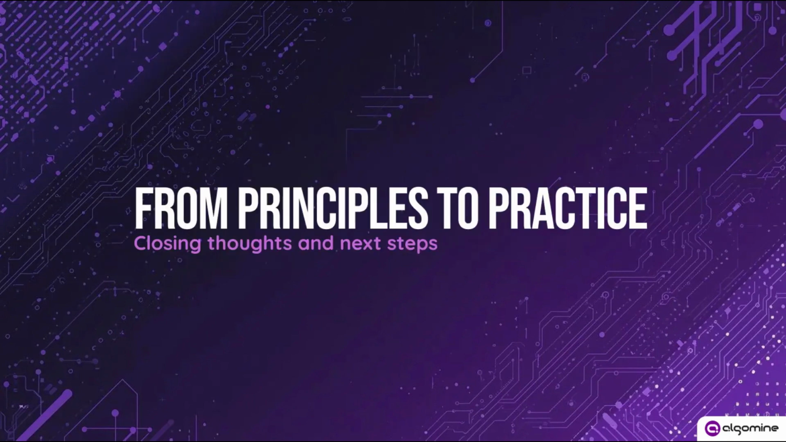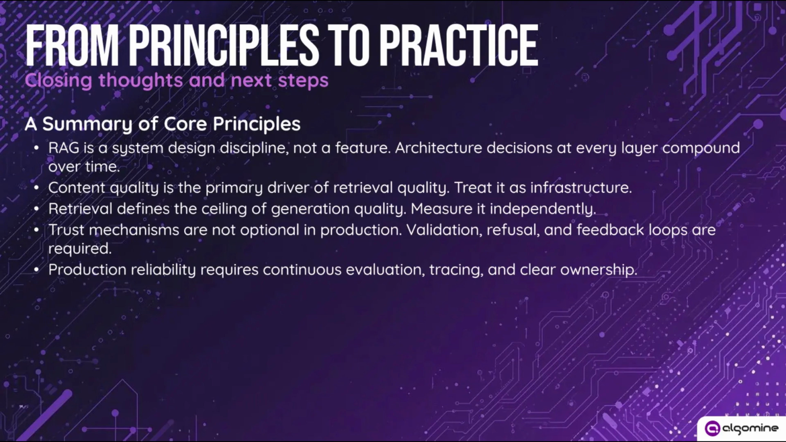Closing thoughts. Let me leave you with the core principles. RAG is a system design discipline, not just a feature. Content quality determines retrieval quality. Retrieval defines the ceiling for generation. Trust requires validation and restraint, and production reliability requires continuous evaluation, tracing, and clear ownership.